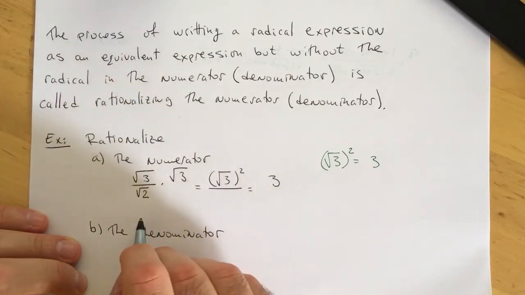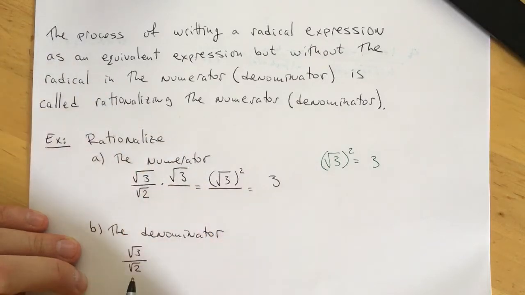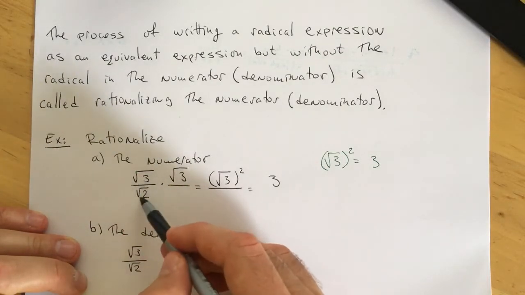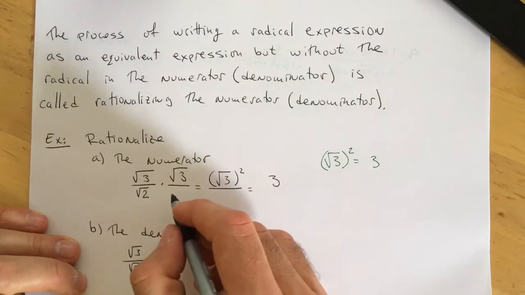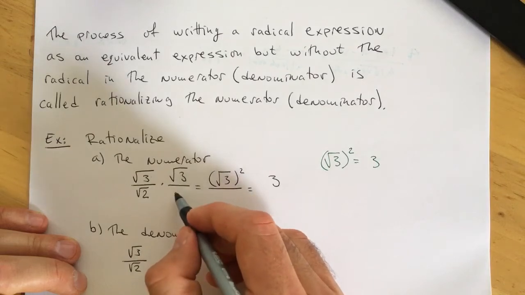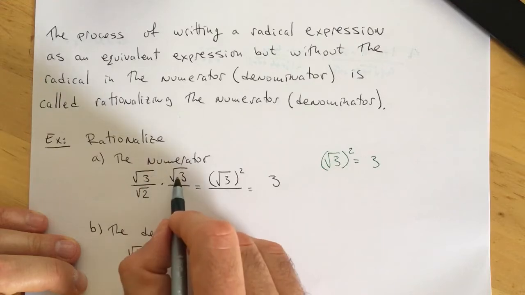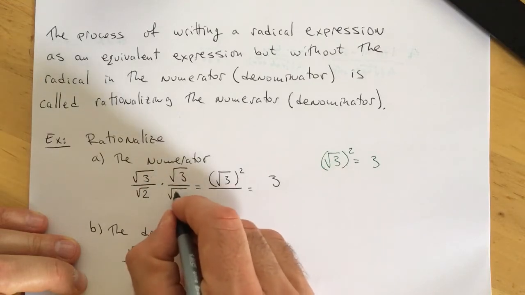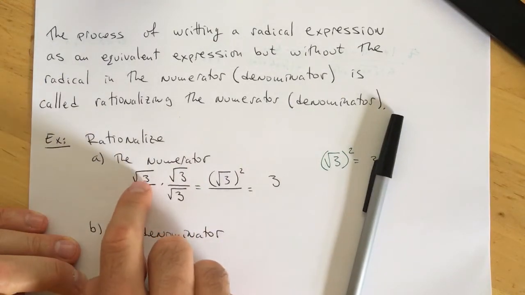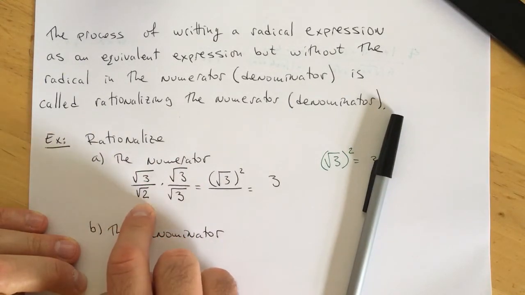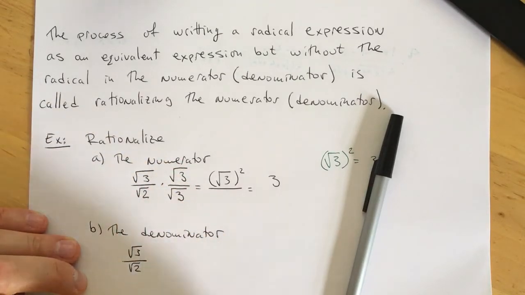But of course, what is the trick here? I cannot just multiply the numerator by any number that I want. I have to multiply the whole expression by 1. When do we get 1? When we divide a number by itself. So if I want to multiply the numerator by square root of 3, I also have to multiply the denominator by square root of 3, right? In this case, square root of 3 over square root of 2 is the same as square root of 3 over square root of 2 times 1. This ratio here is 1, right?